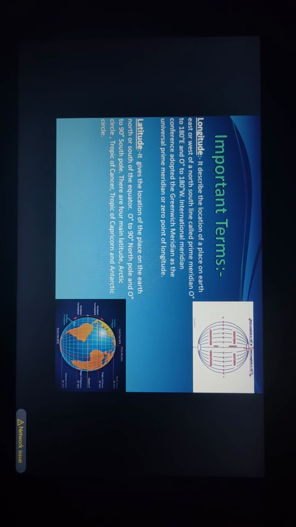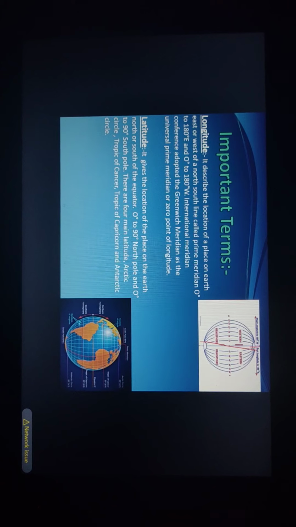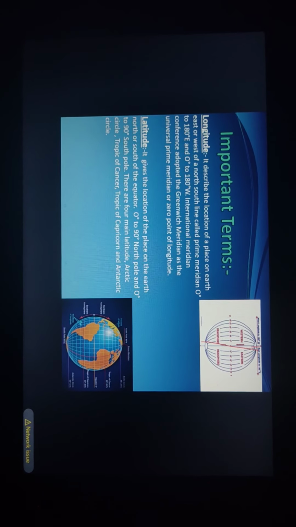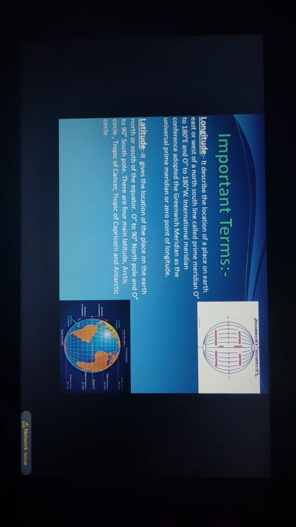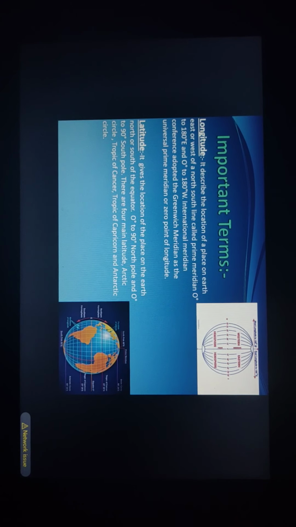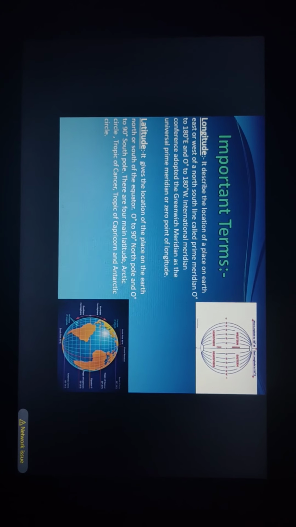You just see this, on the 0 degree the prime meridian is there, right? This divides the whole earth into two equal halves, that is the east part and the west part: the Eastern hemisphere and the Western hemisphere. So 0 degree to 180 degree east side and 0 degree to 180 degree west side.